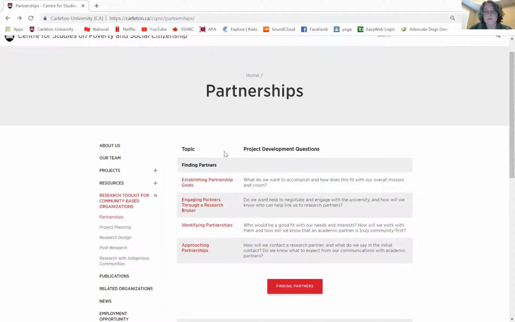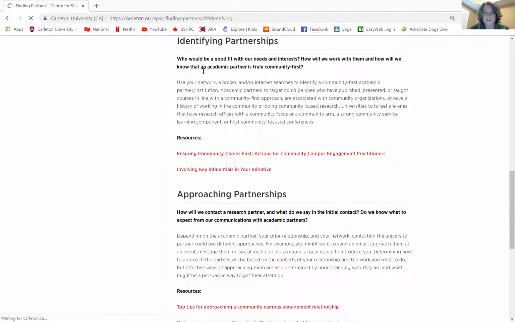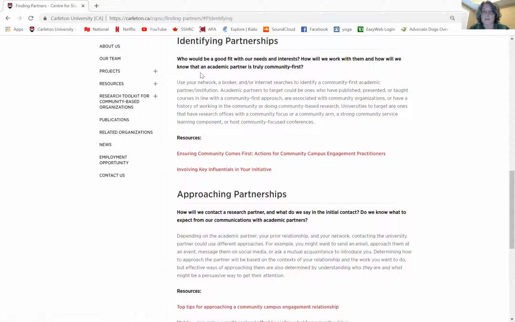So as someone coming from the community, and perhaps I don't know anyone in universities, I want to say, well, how do I find an academic partner to help with the research side of this project? And so I could come in here and go to identifying partnerships. Well, let's start there. So the question here is, who would be a good fit with our needs and interests?